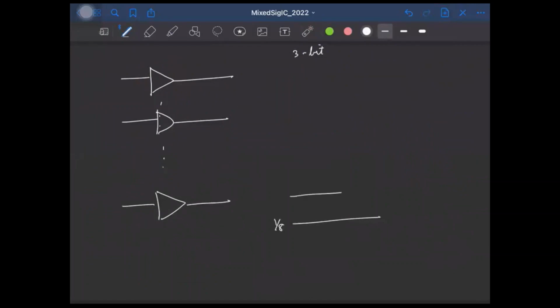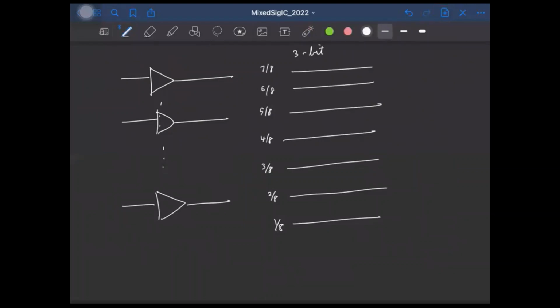I'll just show it as 1/8, 2/8, 3/8, 4/8, 5/8, 6/8, and 7/8. Let's say my input is somewhere here. Remember, we have 7 comparators comparing with all these reference voltages. So this comparator will give an output of 1, this will be 1, this will be 1, this will be 1, because the input is greater than all these reference voltages. And here we'll have 3 zeros.